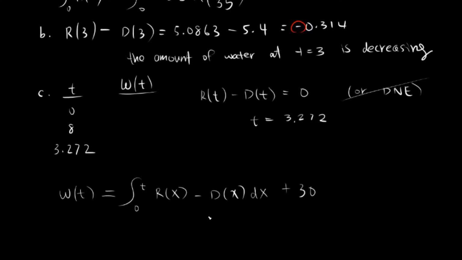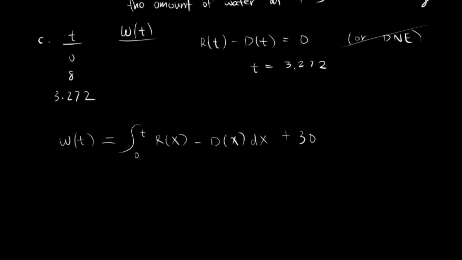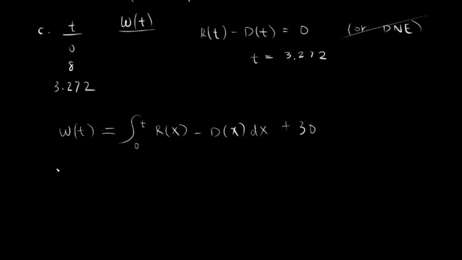Now we can plug this expression into our calculators, substituting this t for the test point that we want. So if we plug in w of 0, we know that this would just be our initial value, so w of 0 is equal to 30. If we plug in w of 8, it turns out to be around 48.5. So w of 8 is 48.5.